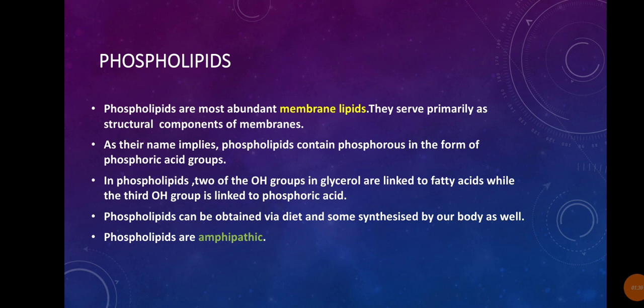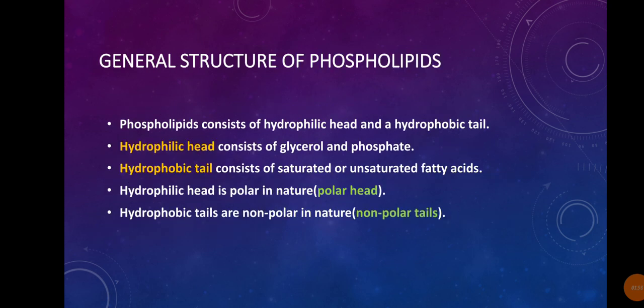As their name implies, phospholipids contain phosphorus in the form of phosphoric acid groups. In phospholipids, two of the hydroxyl groups in glycerol are linked to fatty acids, while the third hydroxyl group is linked to phosphoric acid. Phospholipids can be obtained via diet and some are synthesized by our body as well. Phospholipids are amphipathic.